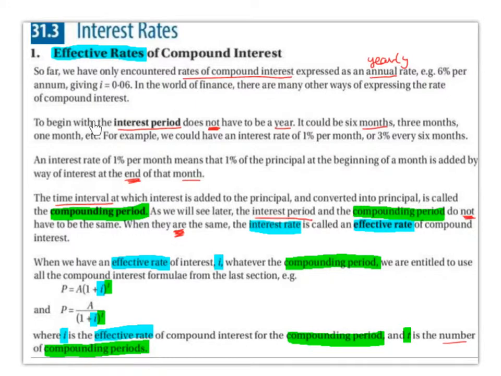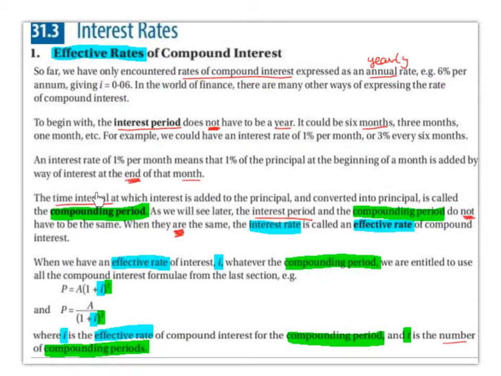To begin with, the interest period does not have to be a year. It could be 6 months, 3 months, 1 month, etc. For example, we could have an interest rate of 1% per month or 3% every 6 months. An interest rate of 1% per month means that 1% of the principal at the beginning of a month is added by way of interest at the end of that month.